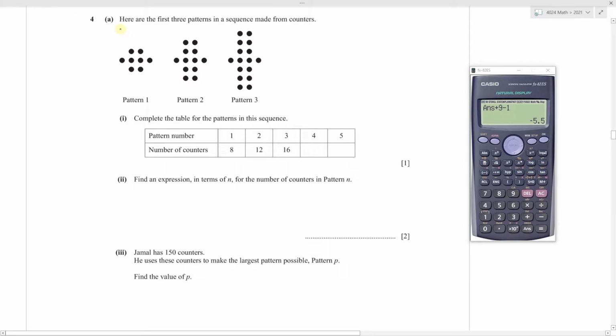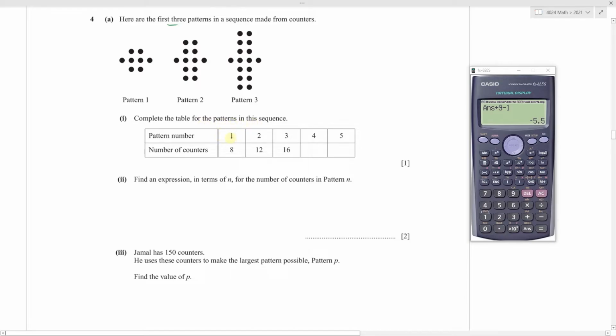Question number 4, part A. Here are the first three patterns in a sequence made from counters. Pattern 1, pattern 2, pattern 3. Complete the table for the patterns in this sequence.